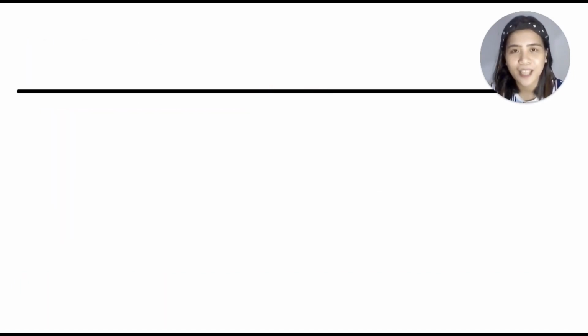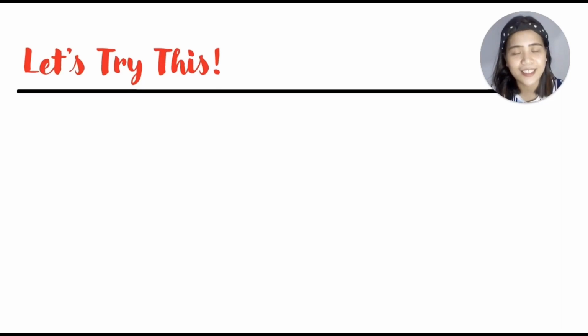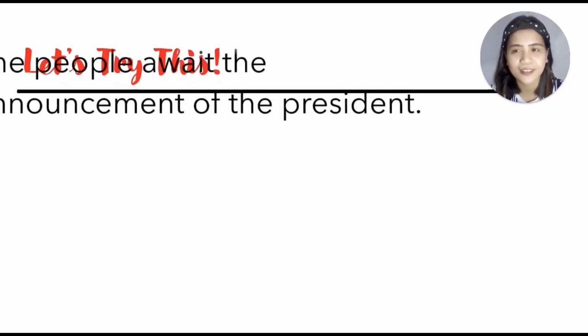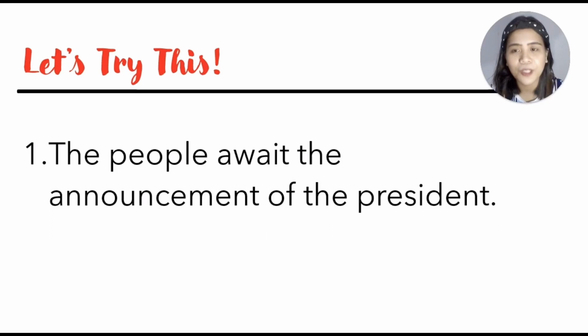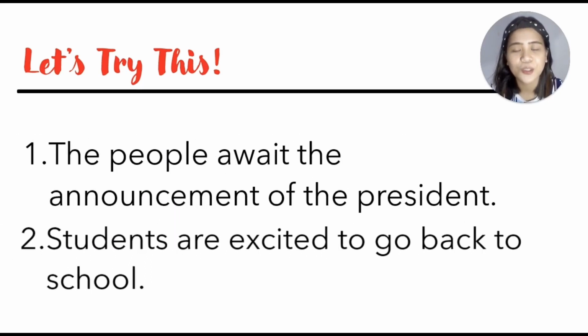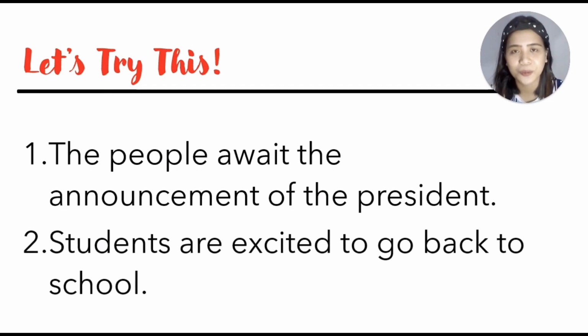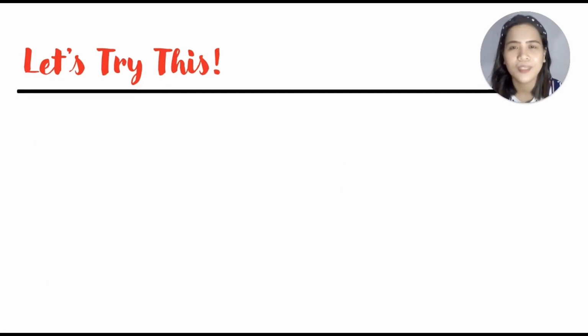Remembering the definition of noun, let's try to analyze the following sentences and identify the nouns in each sentence. Let's begin. First, the people await the announcement of the president. Next, students are excited to go back to school. Let's analyze which words were used to name or to identify or to label people, things, animals, places, and the like. Let us now check your answers.